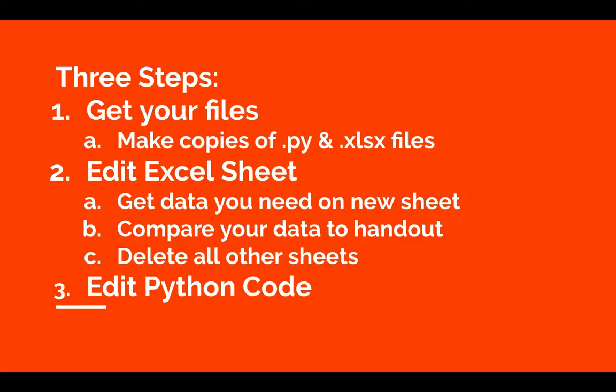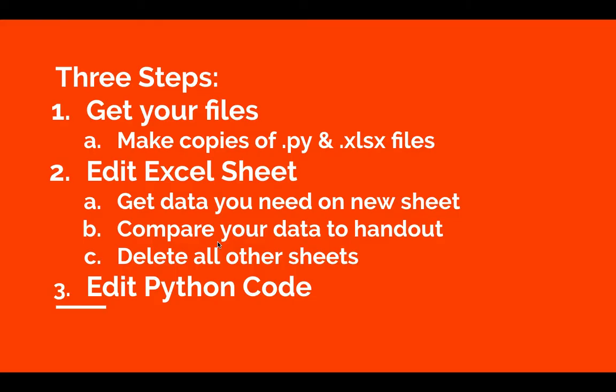There are 3 steps to making this happen. Number 1, you need to get your files, and you need to make copies of some of those files in there. Number 2, you need to edit your Excel sheet, and we'll talk about 3 sub-steps there. And finally, editing your Python code. So how do you start? Let's start with getting your files.